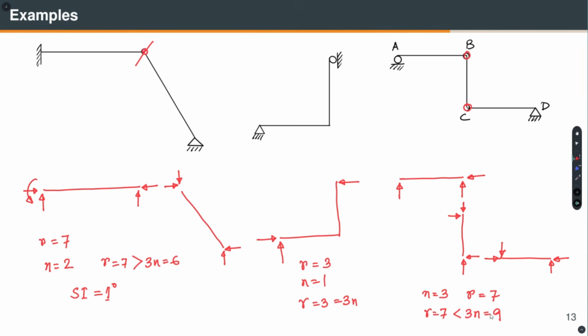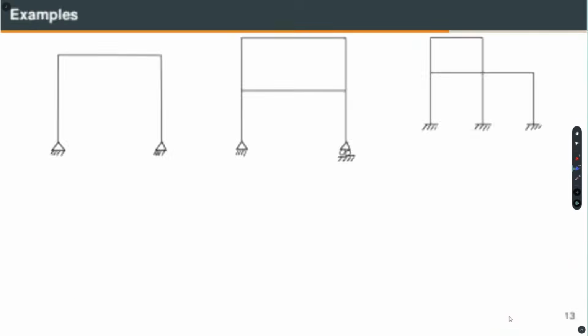What will happen if you apply load to this? Let us say if I try to pull it, what will happen? This will move and the structure will form a collapsible mechanism, and that is also apparent from this equation. So, this is unstable, right. Now, what about these examples? Some of these examples you can try.